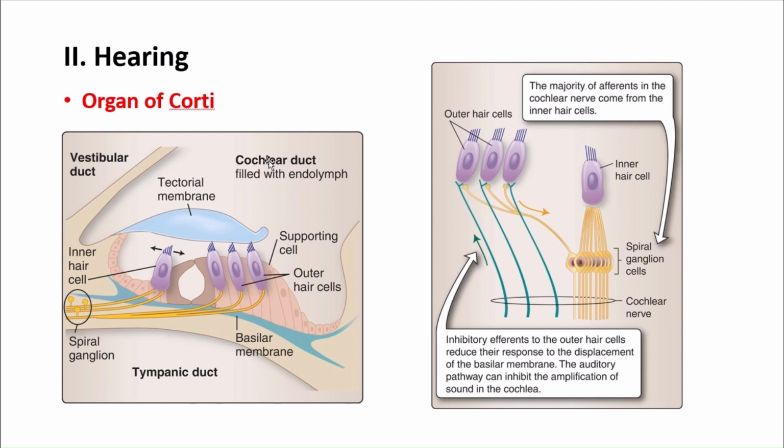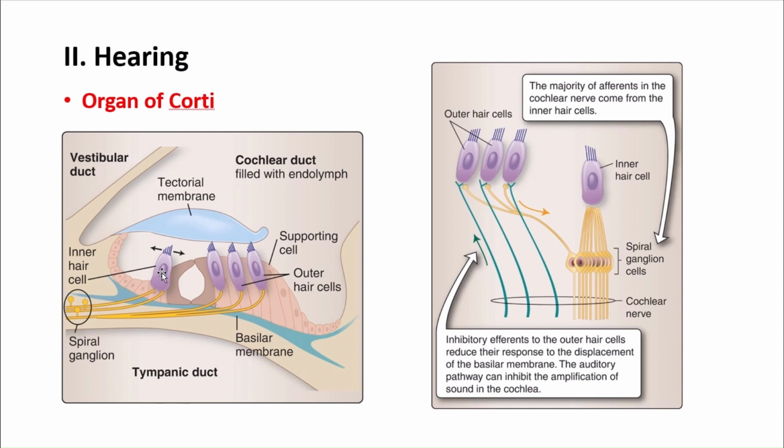So you can see this is the cochlear duct, filled with endolymph that contains a lot of potassium, and the cochlear duct is separated from the vestibular duct by the vestibular membrane here, and from the tympanic duct by the basilar membrane. On top of the basilar membrane you have these hair cells, and these are the supporting cells. There are two types of hair cells: the outer hair cells and the inner hair cells.